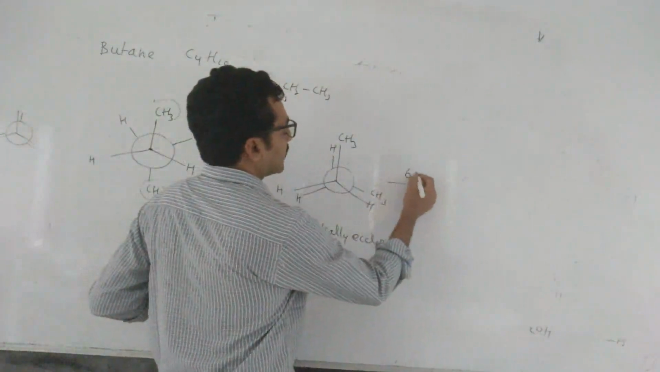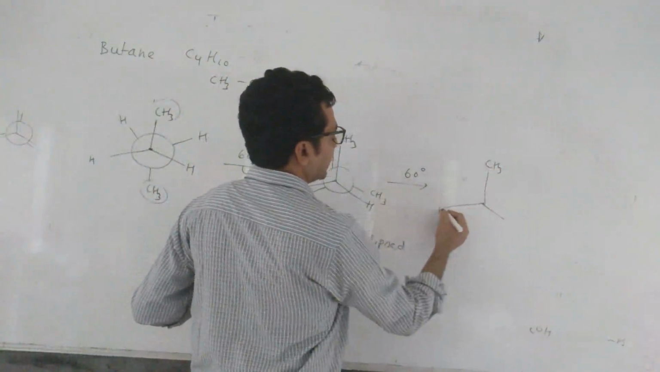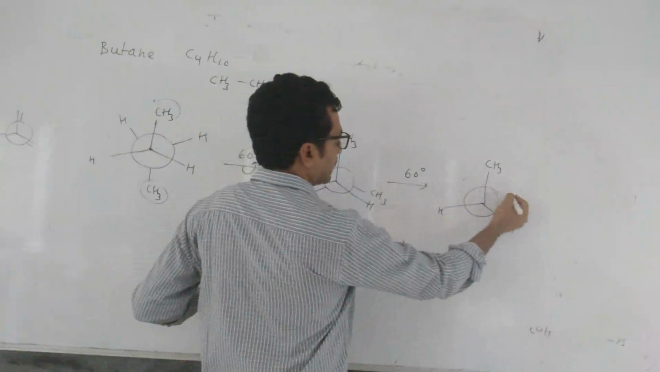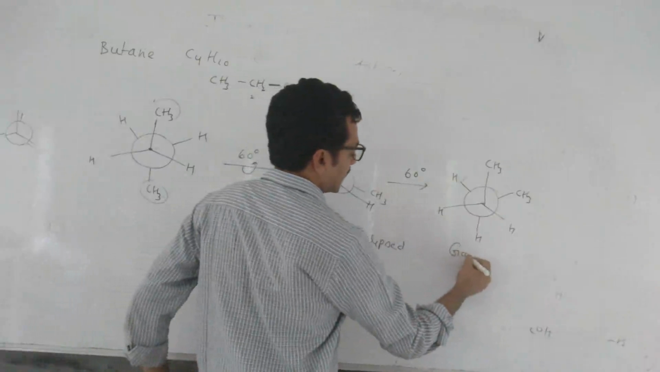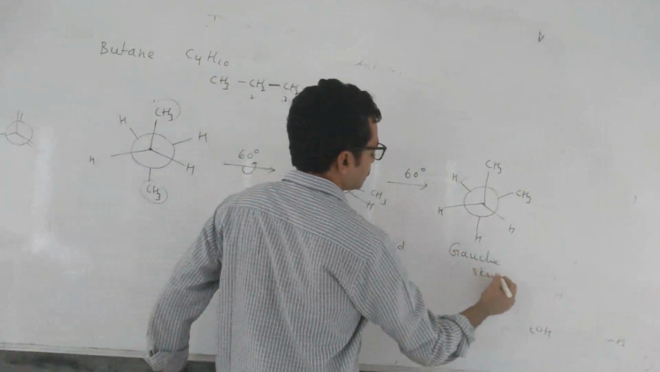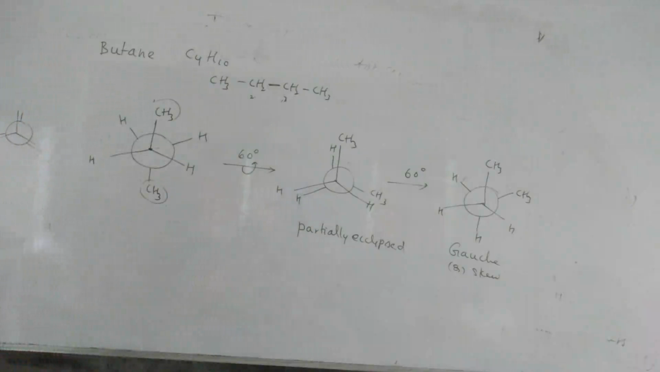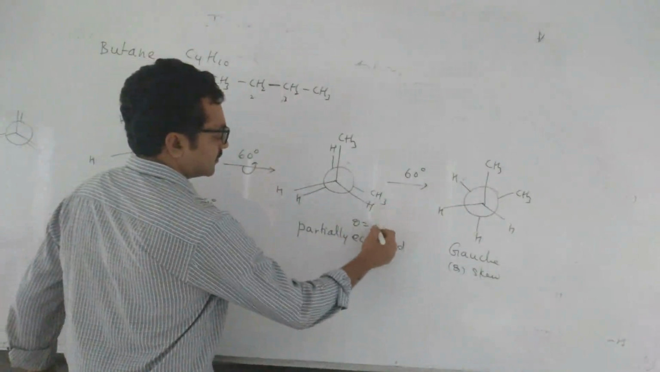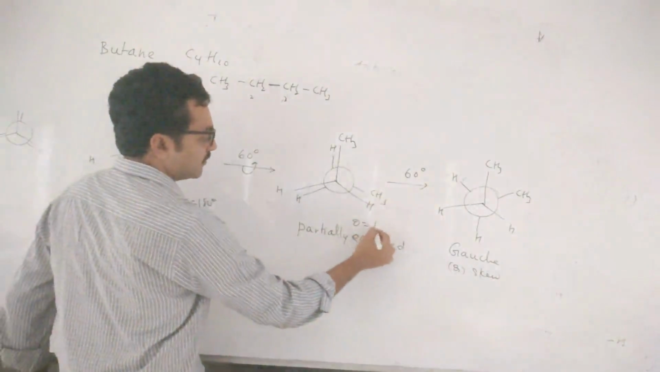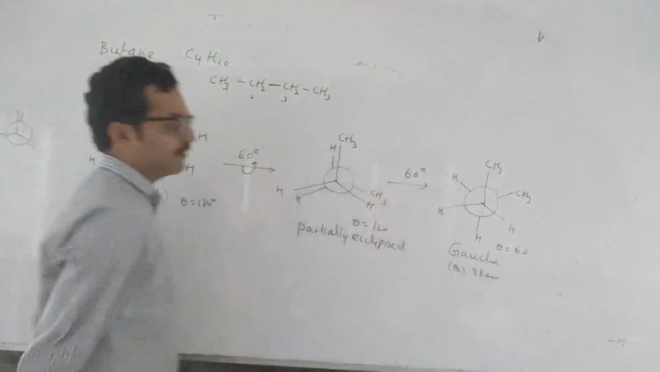Next, if I rotate 60 more degrees, then what will you get? See, this is the front carbon, CH3, H. After that, we will get here CH3, H. So this form is called gauche or skew. Gauche form or skew form. Okay? Just, if you want, you can write the angle. This angle is 180 degrees, and between the CH3s the angle is 120 degrees, and here the angle is how much? Again 60 degrees. Fine, between the two CH3s.